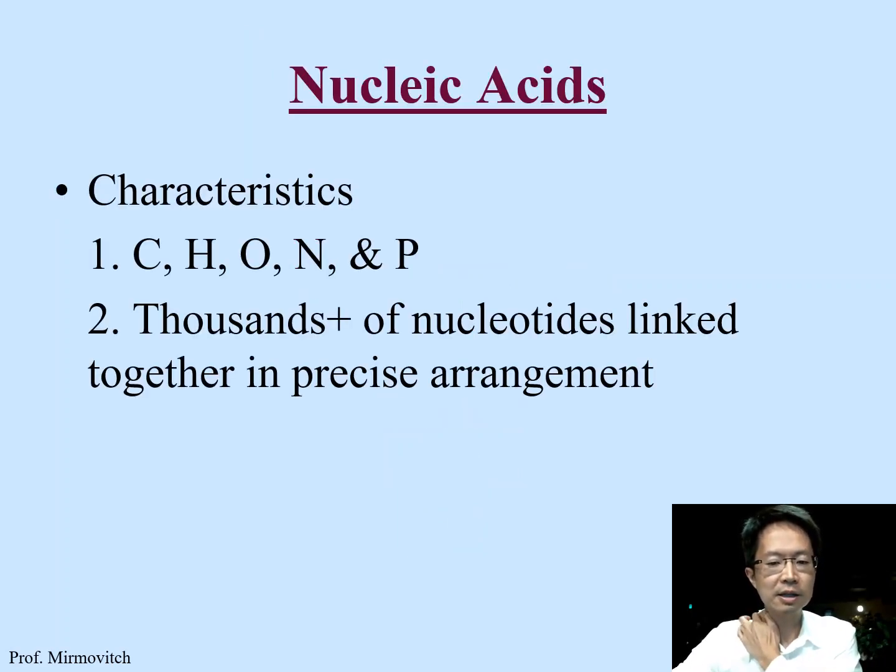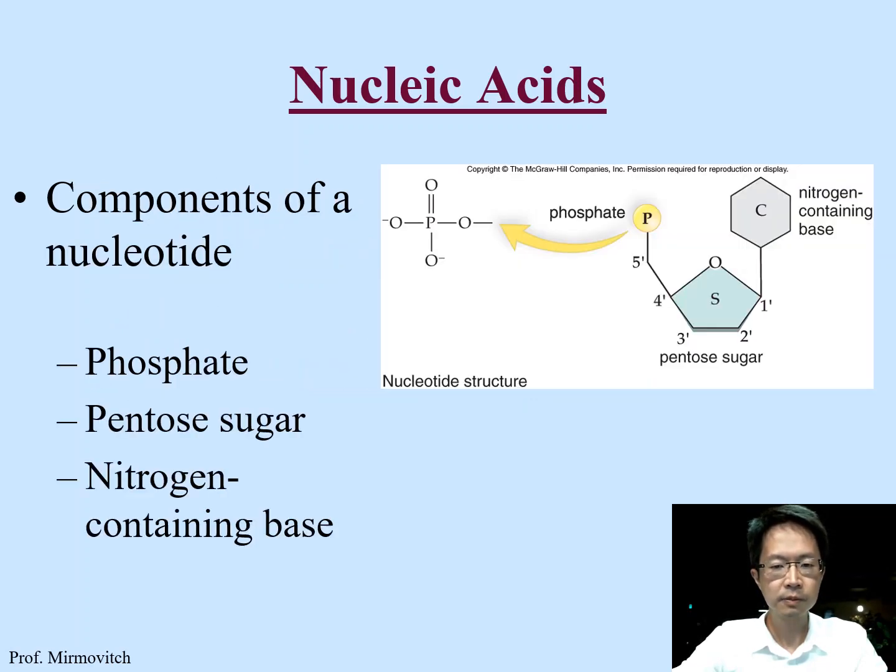Nucleic acid is made up of CHON again. That's why they're the four most abundant elements. But this time you have a P, phosphorus. Nucleic acids are made of thousands of nucleotides. Nucleotide is the monomer here. Nucleotides are the monomers linked together. We'll show you the pictures here.